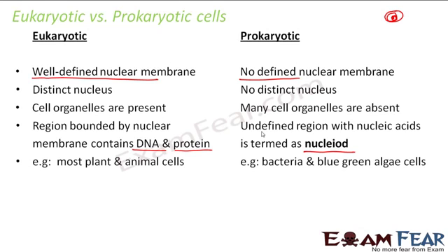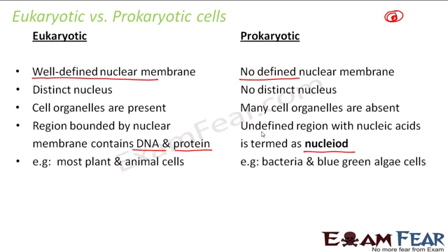Let us look at some of the examples. When I talk of eukaryotic cells, you can consider any example of any plant or animal cells. When I talk of prokaryotic cells, you can think of bacteria and blue-green algae cells. Because most of the cells which we see are eukaryotic, human beings or any animal or bird, so they will all be eukaryotic, where you have all cell organelles present surrounded by membranes, where you have a distinct nucleus which is surrounded by a nuclear membrane.